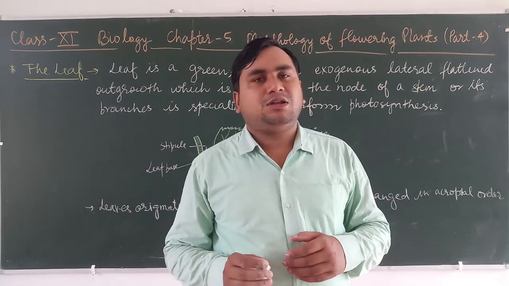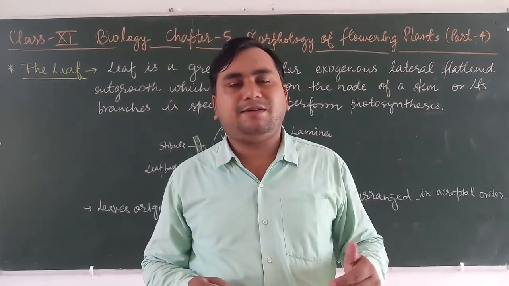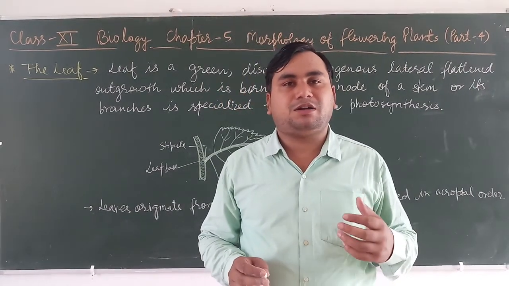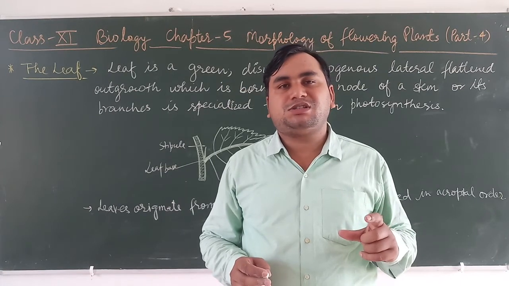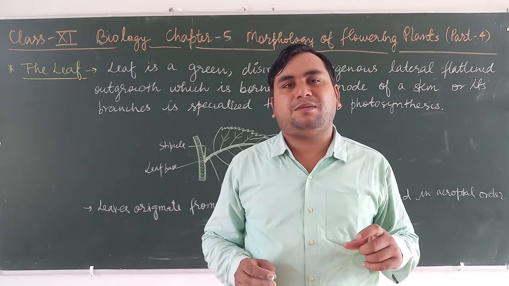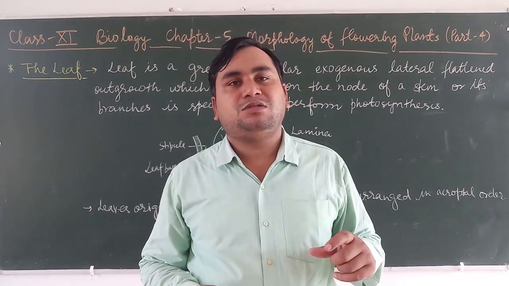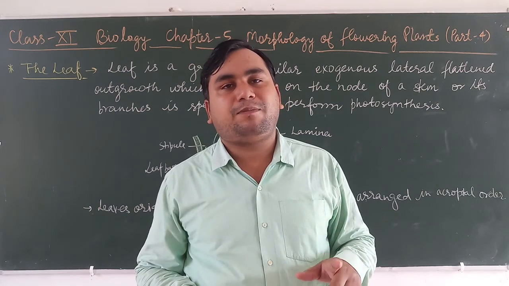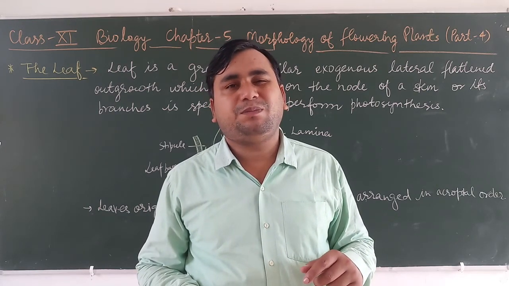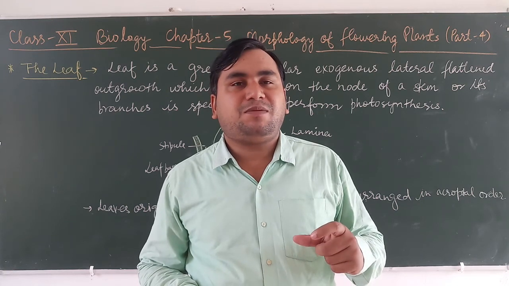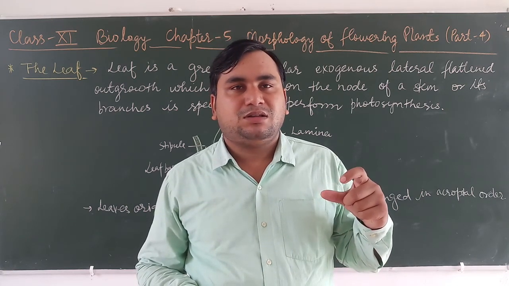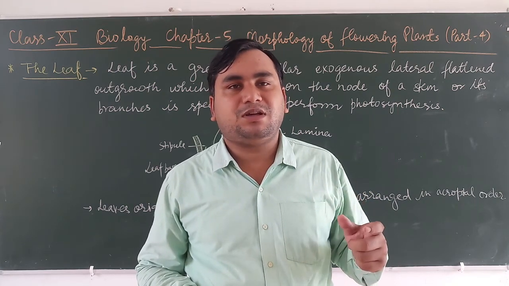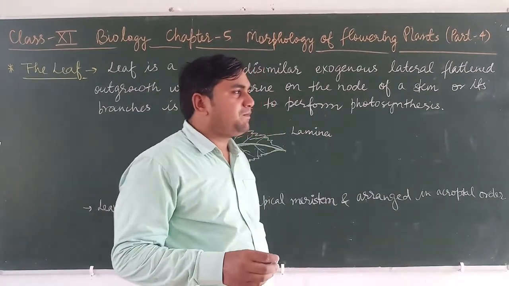We know from the lower classes that leaves are the kitchen of the plant, because the process of photosynthesis takes place in the leaf, and then the food material is transported by the phloem to all parts of the plant body. So simply we can say preparation of food takes place in the plant leaf. So plant leaves are the kitchen of the plants. Let us go one by one.